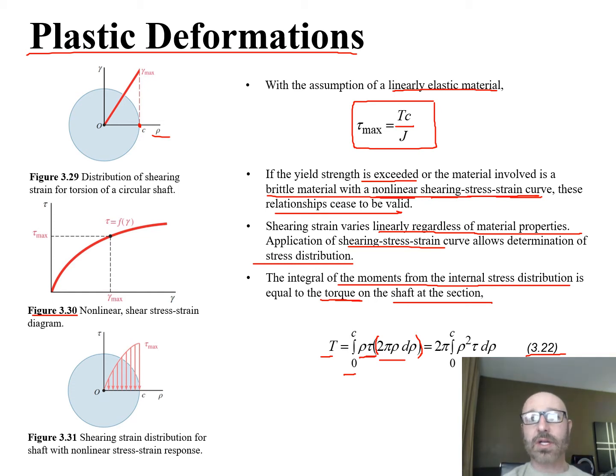Say that the torque on the shaft at that section is equal to 2 pi, and I'm going to pull out those constants, times the integral from 0 to c, where c is that outer radius, of rho squared. The rho in that row multiplies through to make a rho squared, times our tau value for our shear stress, d rho. And again, this relates back to equation 3.22 in our text.